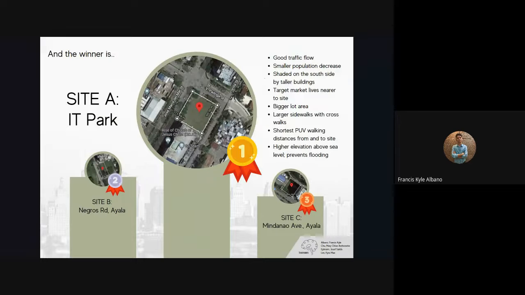The site that we chose is Site A, IT Park, which is based from the grade we receive in the table, having the highest score. To further add why this site is better than the two, it has good traffic flow, smaller population decrease, shaded on the south side by taller buildings. Target market lives near to the site, so has bigger lot area and larger sidewalks with crosswalks. Thank you. That's all.